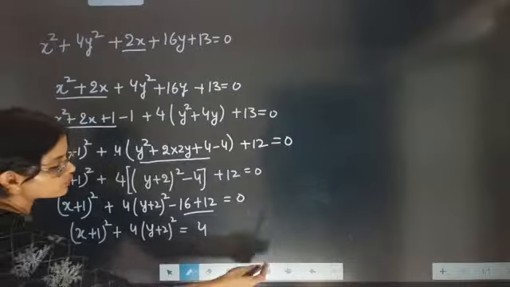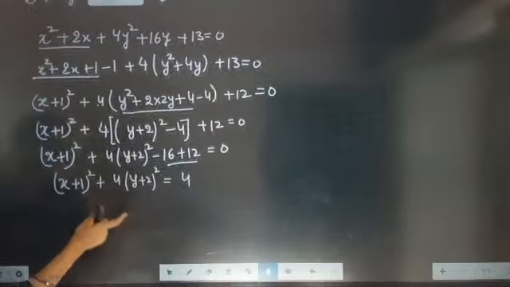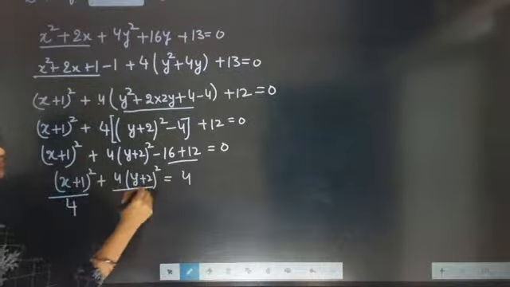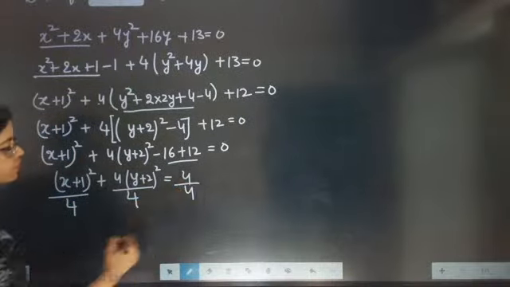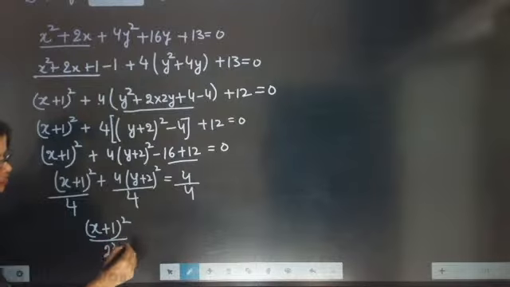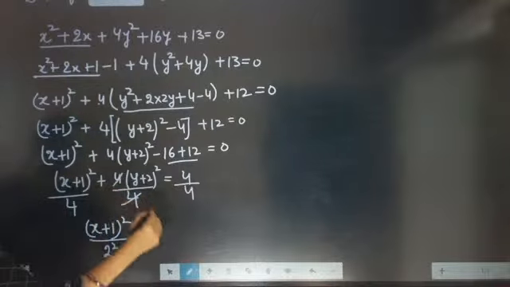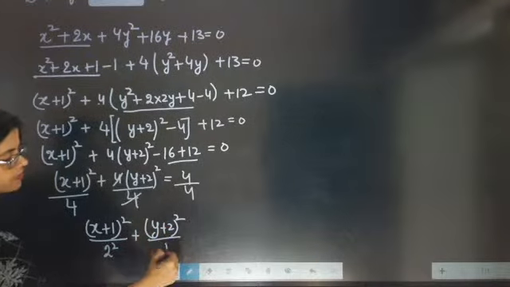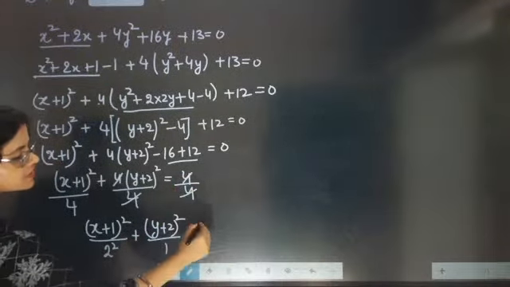It will become plus 4. Now it is ready to be solved. How? Now both sides I am going to divide by 4. After dividing both sides by 4, it is exactly going to show me the equation of the ellipse. Now it is coming as x plus 1 whole square by 4, and the 4 and 4 will get cancelled. It is coming as y plus 2 whole square by 1, and this will cancel, it will come as 1.